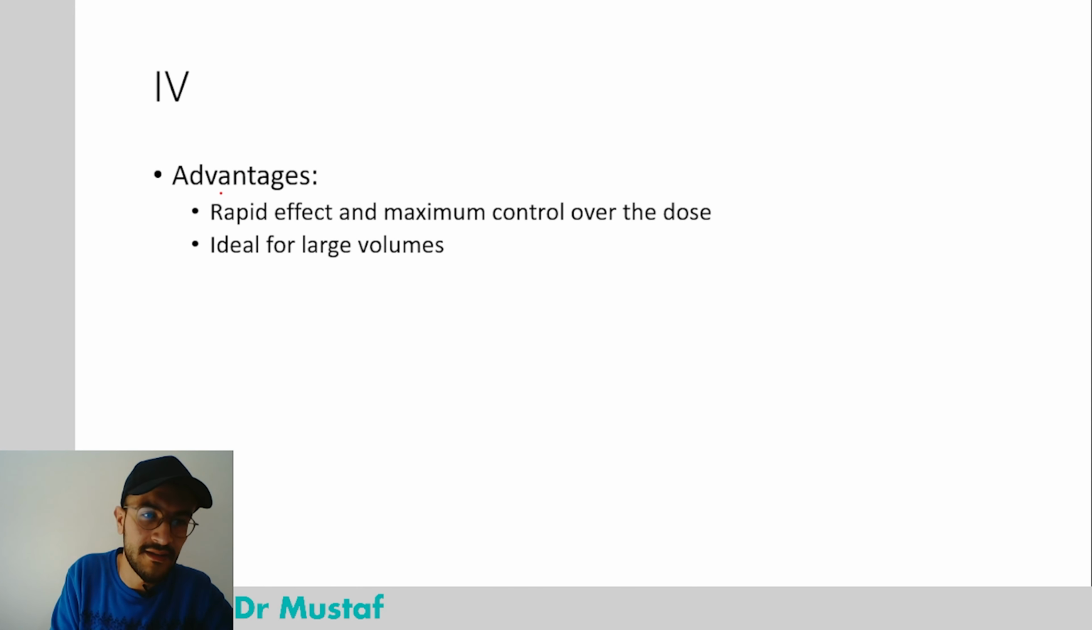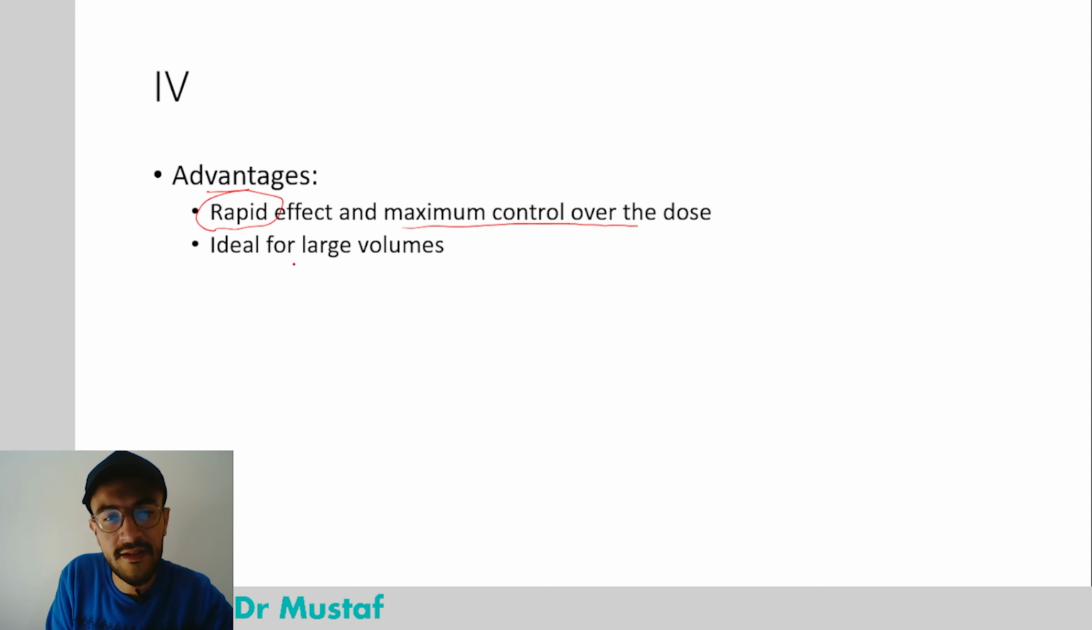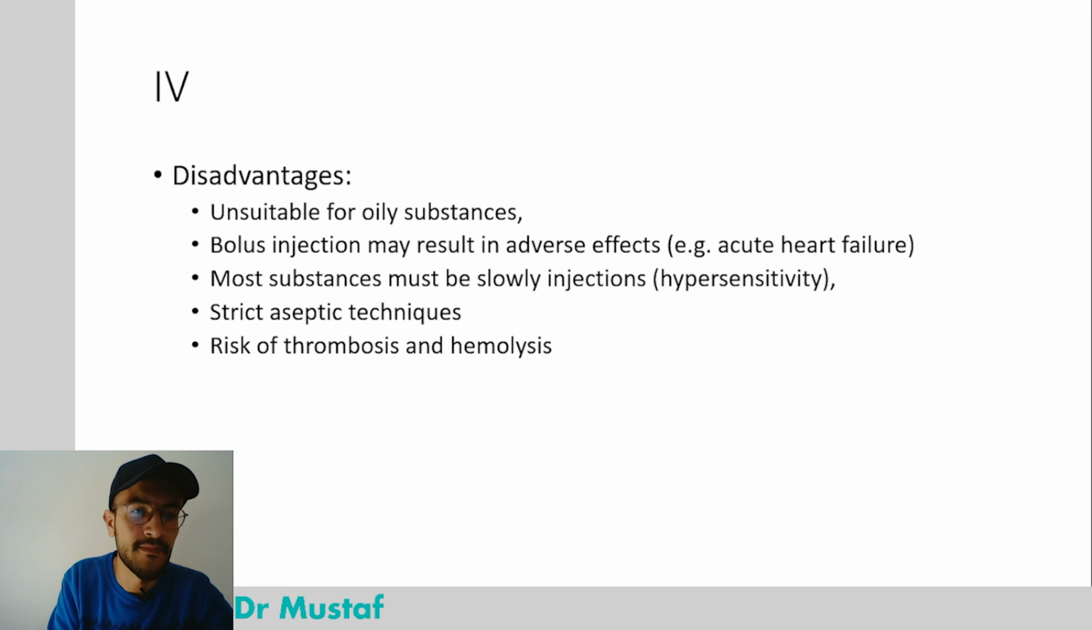The advantages of the intravenous route is that it has very rapid effect and maximum control over the dose, and it is very ideal for large volumes of fluids and drugs given to patients. The disadvantages, on the other hand, include it is unsuitable for oily substances. We can't give oily substances intravenously. The bolus injection may result in adverse effects like acute heart failure. If we give the patient a lot of fluid, they might have acute heart failure.